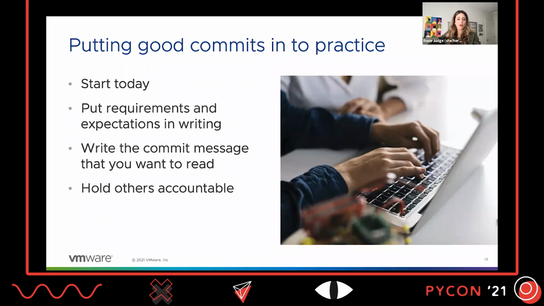And when you are writing your own code, lead by example. Write the commit message that you want to read a year from now. Break up your commits in such a way that if you had to debug a patch set well into the future, it would be a pleasant experience.